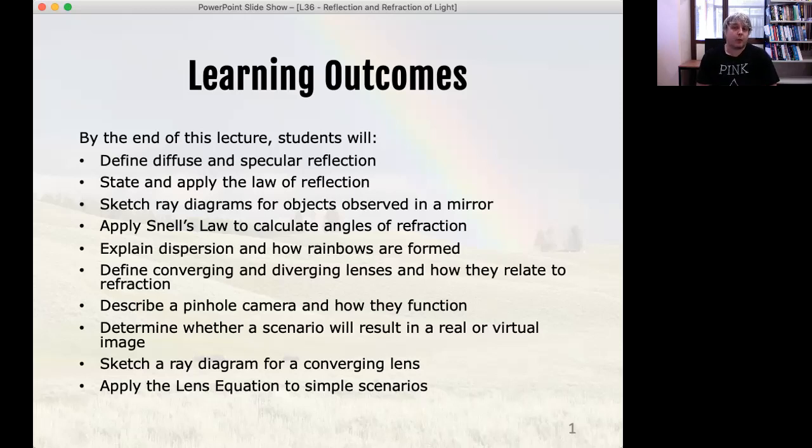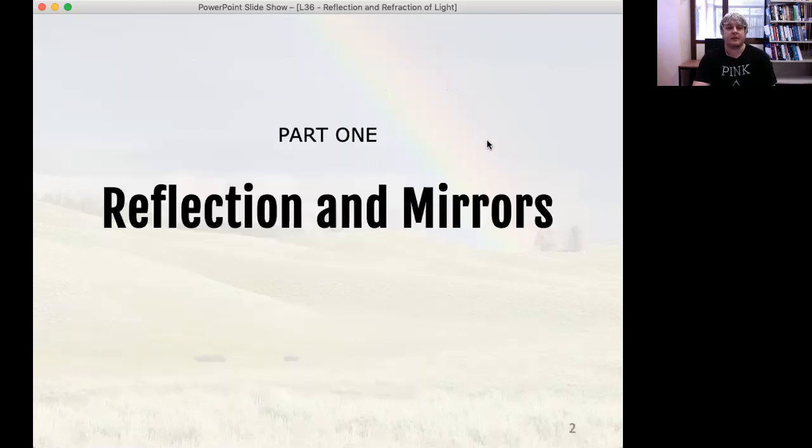And we'll see the lens equation, which will again bring some quantitative numbers into some lens scenarios, being able to figure out how far away an image will appear on a wall from a lens if you've got an object a certain distance away, things like that. So those are our goals for this final lesson.